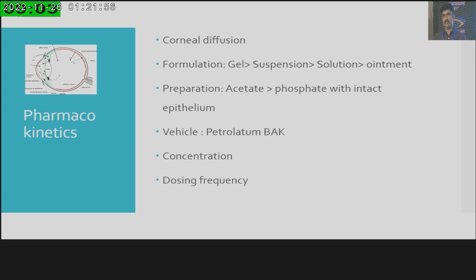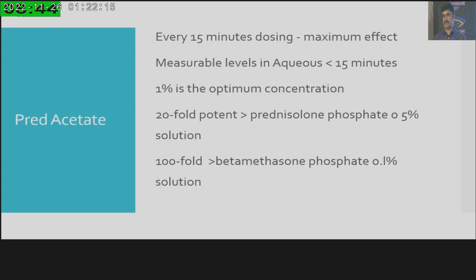Also the salt that is used, for example, prednisolone acetate has more absorption into the aqueous than the phosphate form. And also the vehicles used, for example petrolatum in ointment, prevent absorption of steroids. And as the concentration or dosing frequency increases to a certain extent, the anterior chamber concentration also increases. So prednisolone acetate is the drug most often used by most uvea specialists.